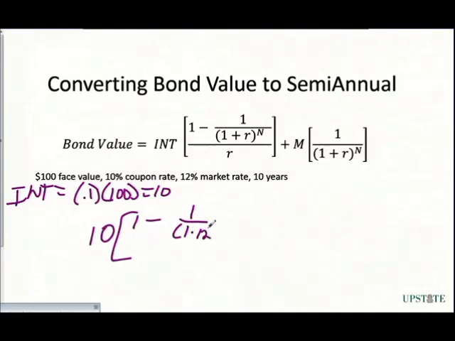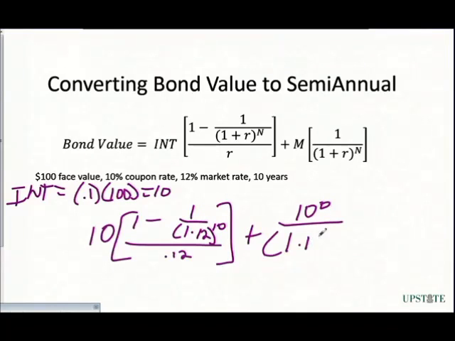The market rate is 12%. It's a 10-year bond. The face value is 100, and that is divided by 1.12 to the 10th power. The important distinction here is that we need to make sure we look at the coupon rate, that 10% coupon rate. That goes into our interest. The 12% market rate is the discount rate that we use to bring it back. The coupon rate determines what is actually being paid out yearly in the interest. So when we do the valuation, we run this through.